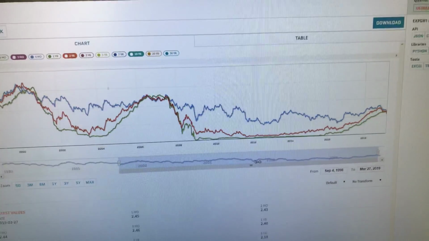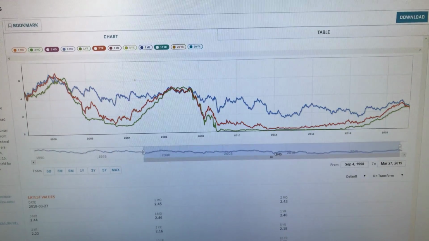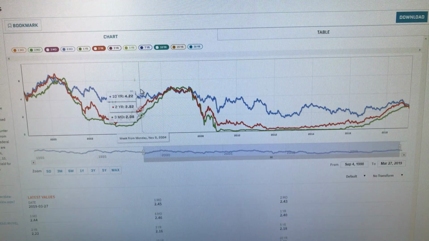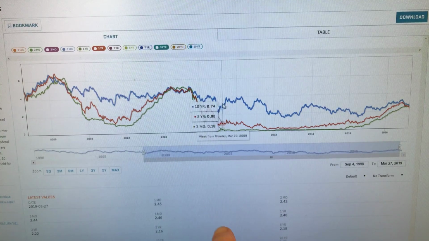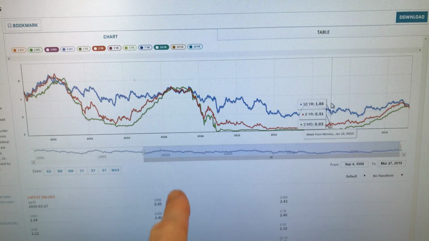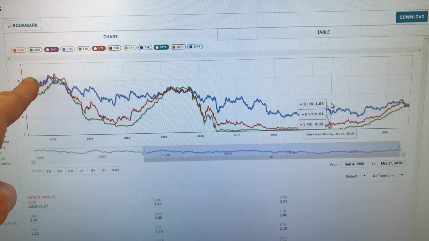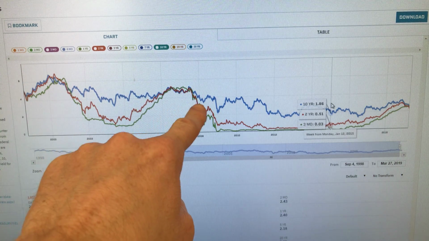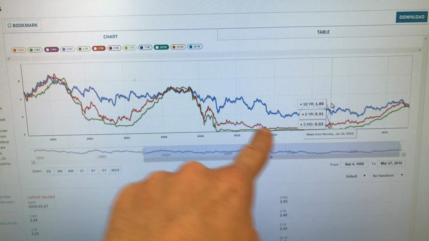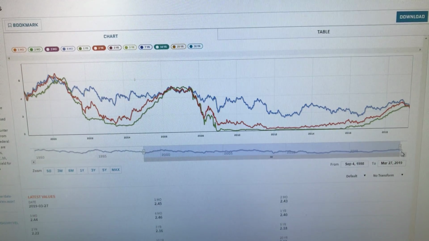And what you can see here in one chart is essentially U.S. Treasury yields in different durations. So you can see 3 months, 2 year, and 10 year. The point I'm trying to make is very simple. You can see in the year 2000 going into 2001, all these yields started to go lower. Same thing happened again in 2007 as we came into the 2008 recession, right? And it's happening again right now.